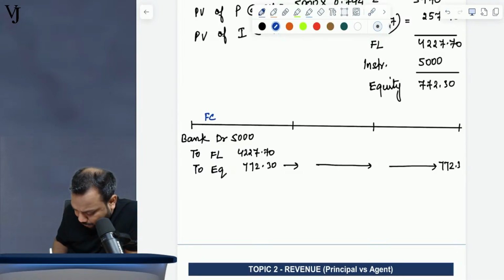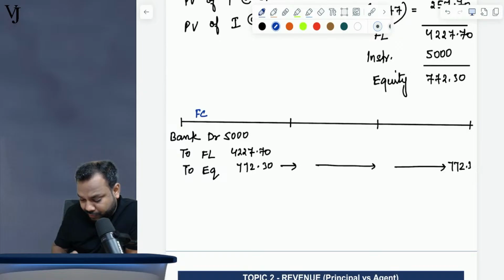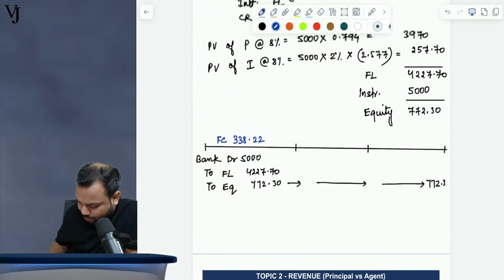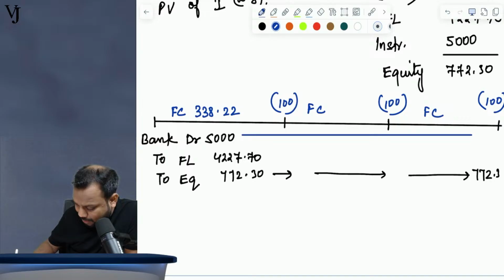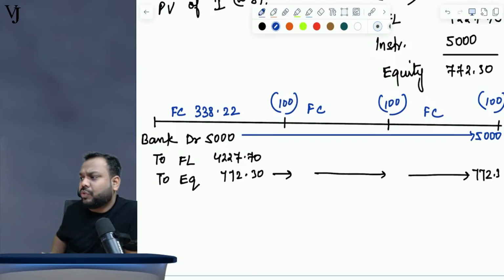So finance cost here will be 4227.7 into 0.08, which is 338.22. Now here you have to pay how much? 5000 into 0.02 is 100, you will pay here. Then again you will charge finance cost, again you will pay 100, again you will charge finance cost, again you will pay 100. And the balance of the financial liability here will be 5000. If you do the unwinding and calculate, this is the value which you are going to get.